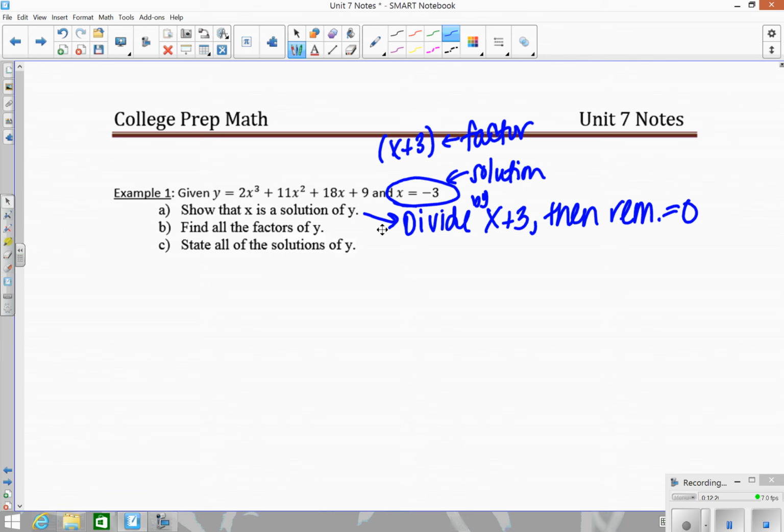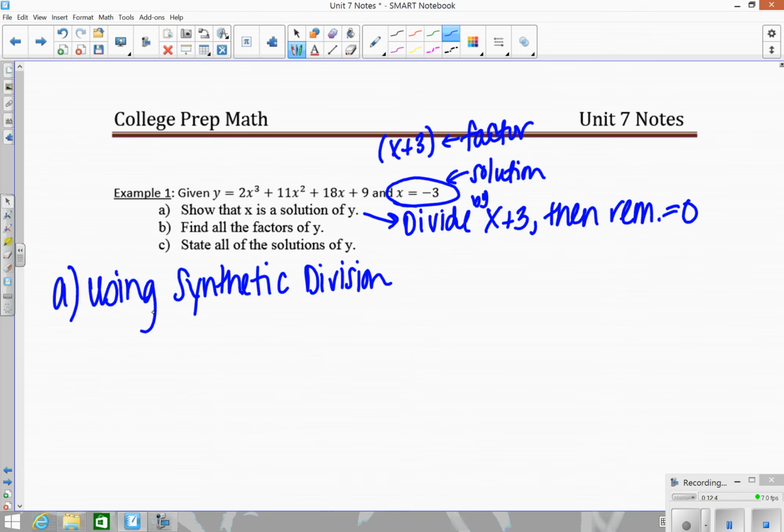So if I want to show that x is a solution, I'm going to do part A, and I can do this two ways. I have to basically show that if I were to divide this expression by x plus 3, then the remainder equals 0. You can show the remainder equaling 0 two ways. You can use synthetic division. What you do is you divide by whatever this is. If you're dividing by x plus 3, that really means you have a -3. So you're really dividing by the solution.